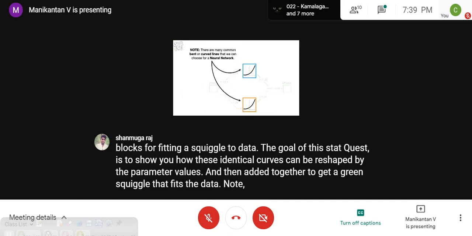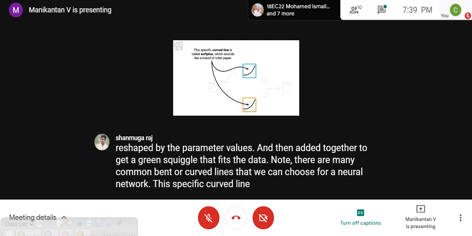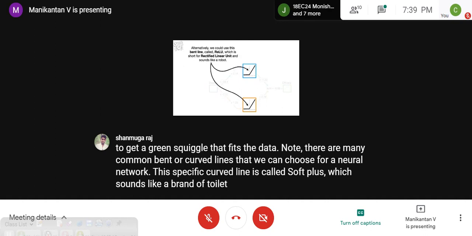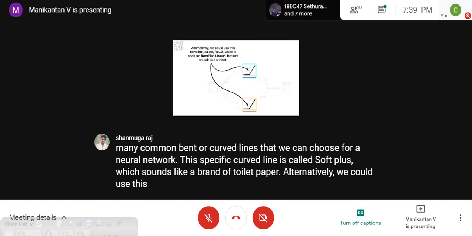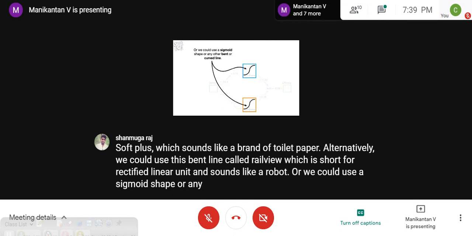Note, there are many common bent or curved lines that we can choose for a neural network. This specific curved line is called Soft Plus, which sounds like a brand of toilet paper. Alternatively, we could use this bent line called ReLU, which is short for Rectified Linear Unit and sounds like a robot. Or we could use a sigmoid shape or any other bent or curved line.